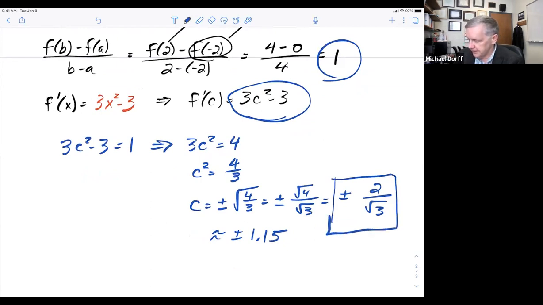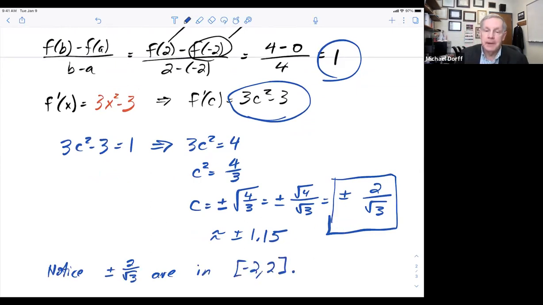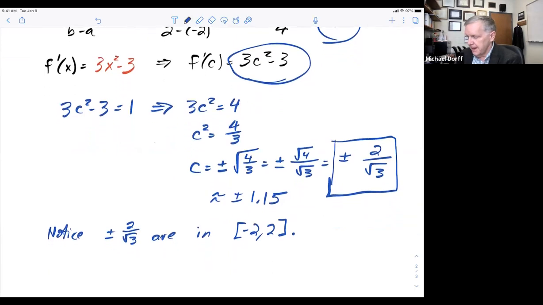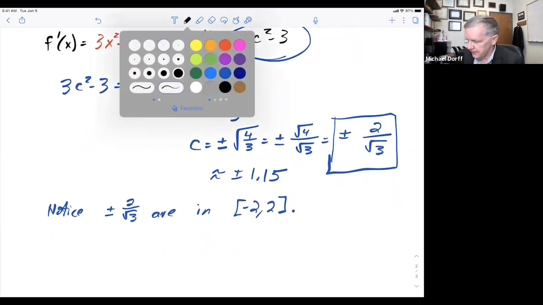And I noticed that both of those numbers are in the interval from -2 to 2. If one of them is not inside that interval, then I cannot include that as an answer because my c value has to be within that interval. And then just one last thing I want to mention here.